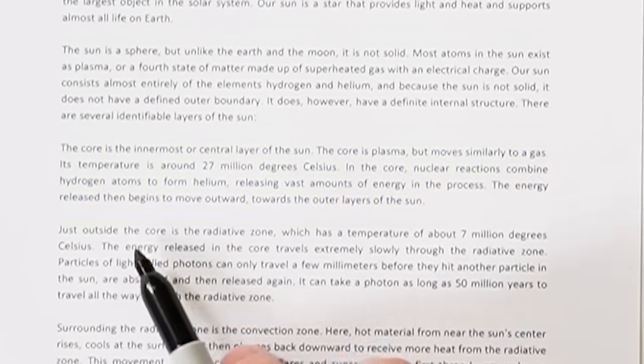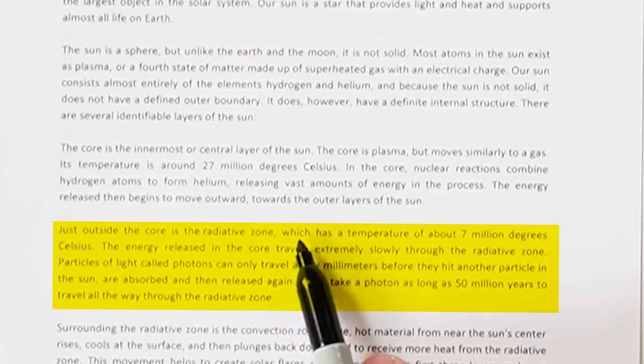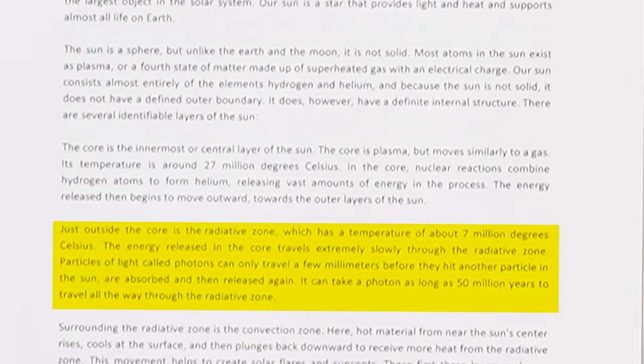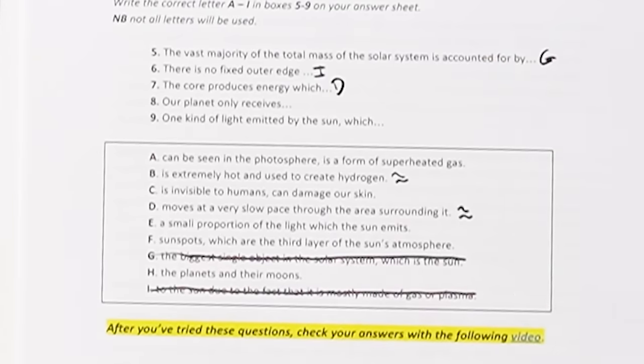But we want to continue reading just to make sure. The energy released then begins to move outward. Just outside the core, the energy released in the core travels extremely slowly. Travels, moves at a very slow pace through the surrounding area. So I'm pretty sure that it's D, just through, again, elimination and close reading.